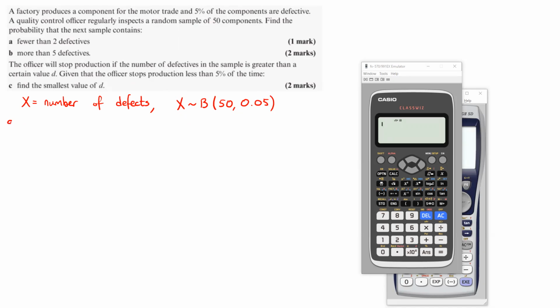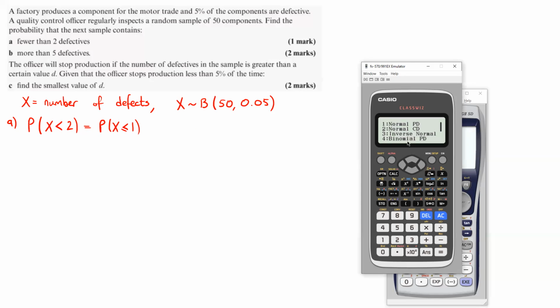Part A, fewer than 2. So remember, fewer than 2 doesn't include 2. So it's less than 2. So the first thing we want to do to be able to calculate this is to rewrite that with less than or equal to. So x is less than or equal to 1 in this case. So fewer than 2 is either 1 or 0.